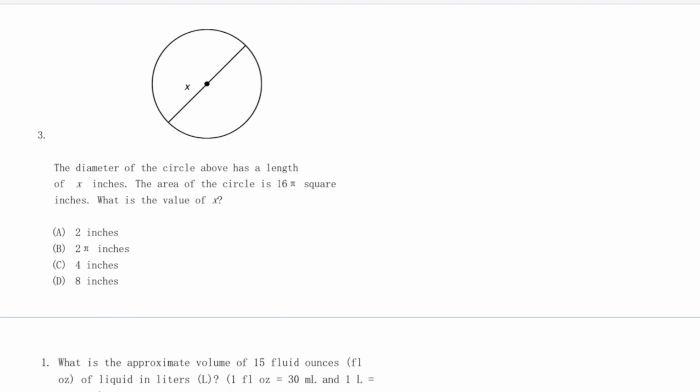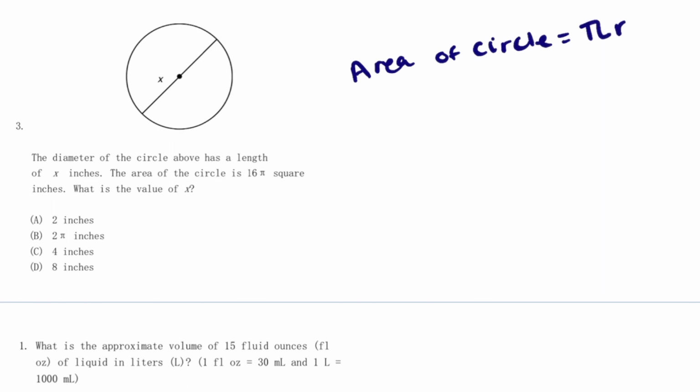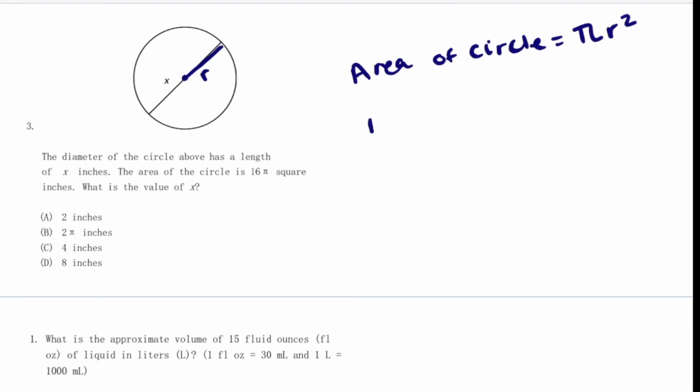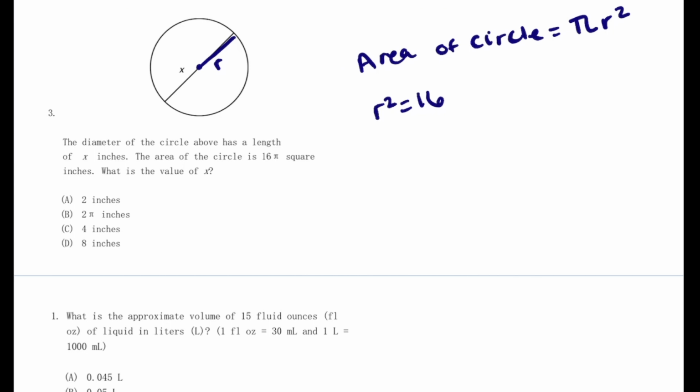So first we need to know the equation for the area of a circle. Because we know that the area is 16π, the area of a circle equals pi r squared. And now we know that r squared equals 16, because 16 is what our area is.